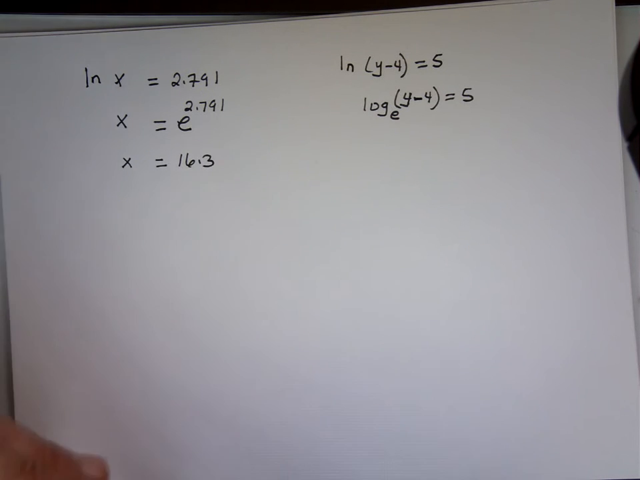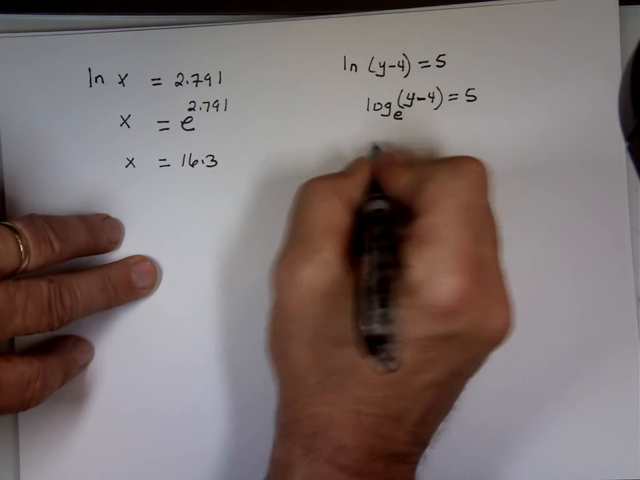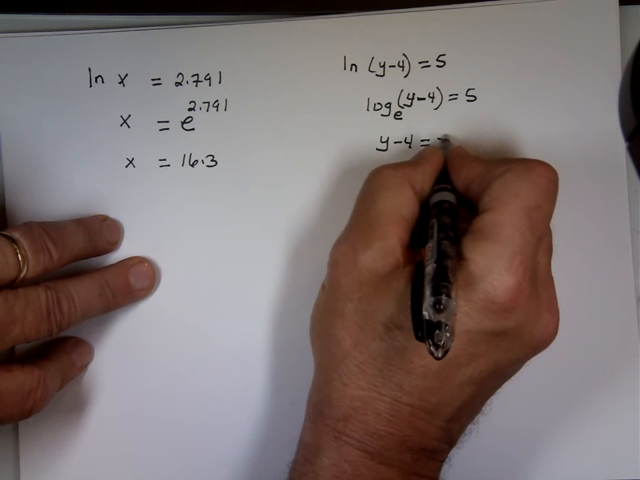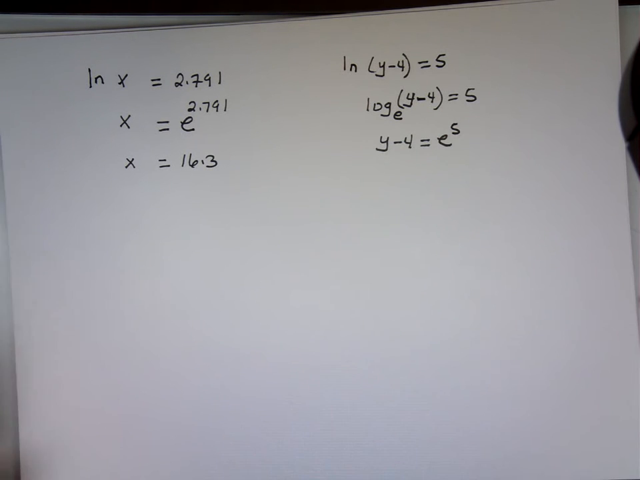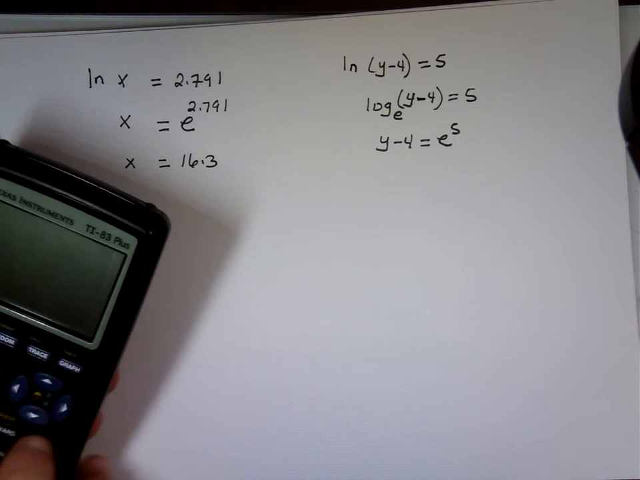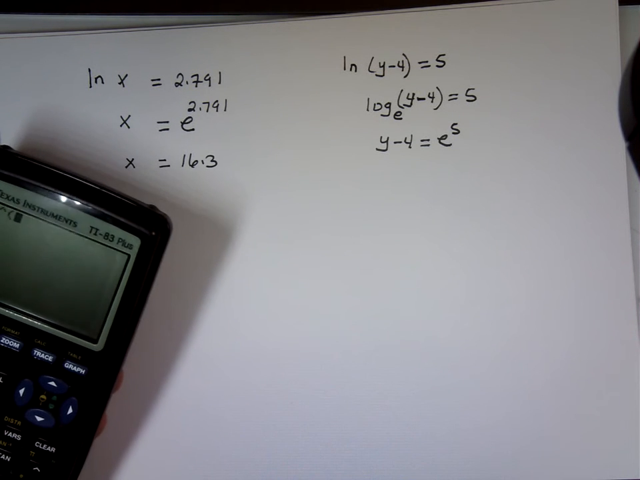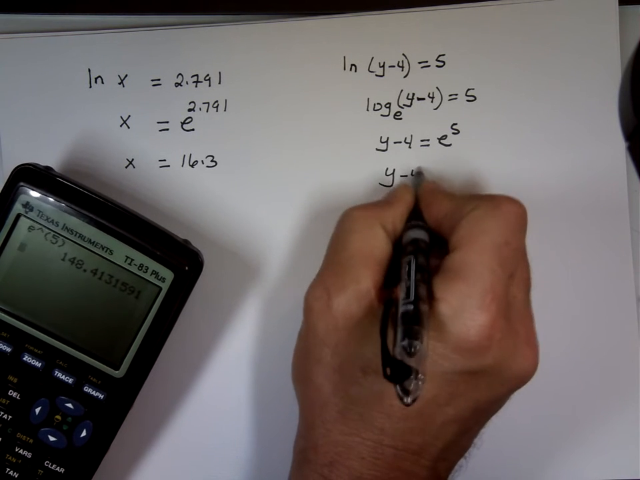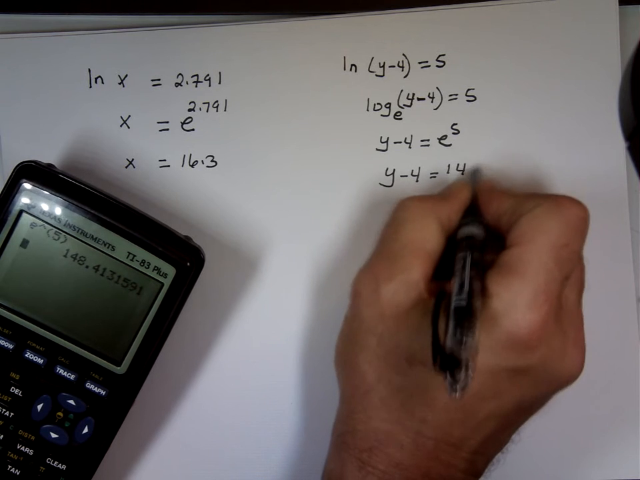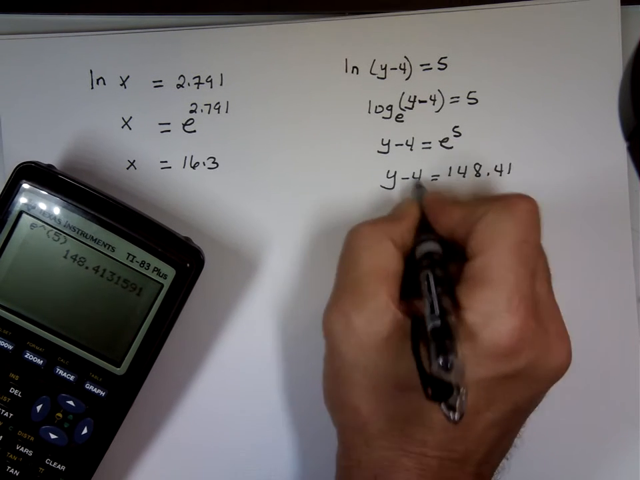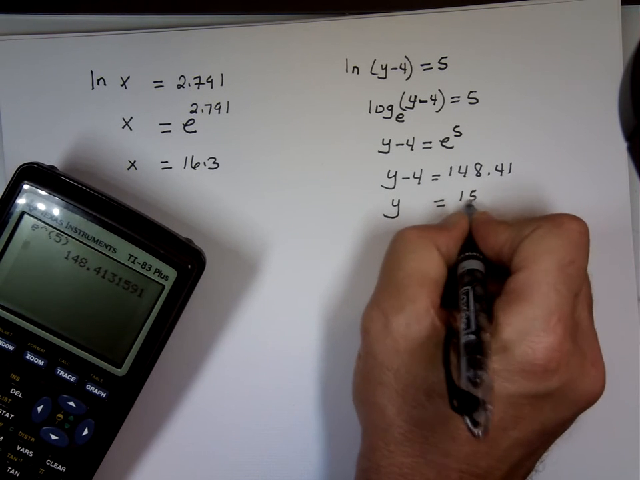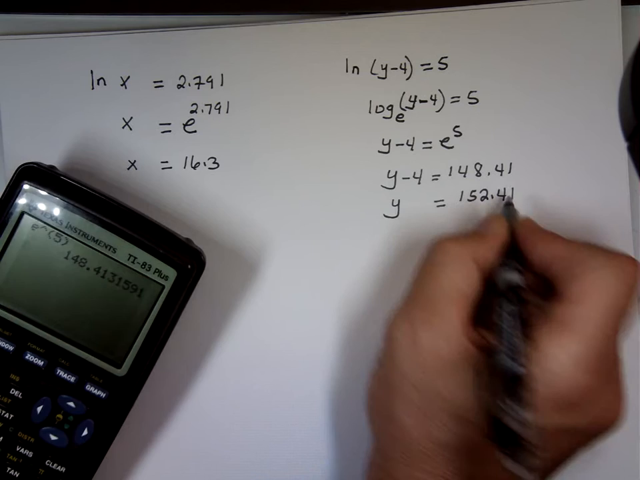And if I use rule number 3, it says, guess what? This thing here, which is the y minus 4, has to equal the base, which is what? E to the power of 5. So let's take my calculator out and go, what is e to the power of 5? 148.41. Bring that 4 to this side, becomes positive. That will make it 152.41 when you add the 4 to both sides.